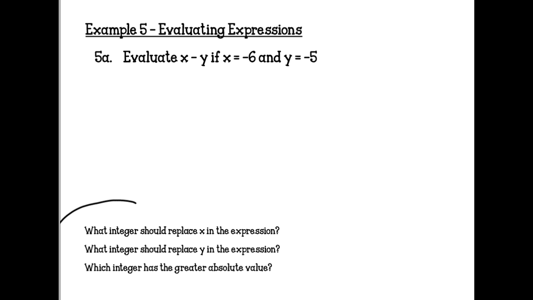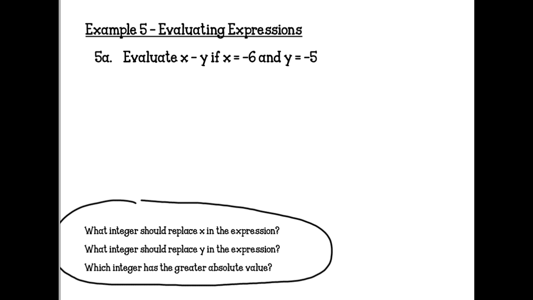Okay, remember that these questions down here are for when you're stuck and you just don't know what to do, they will help you. So what integer should replace x in the expression above? And that is x equals negative 6. So we're going to rewrite x minus y, but we're going to plug in negative 6 for x. And then it's minus. Which integer should replace y in the expression? That's -5. So we have -6 minus a -5.